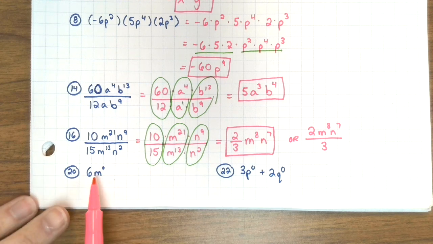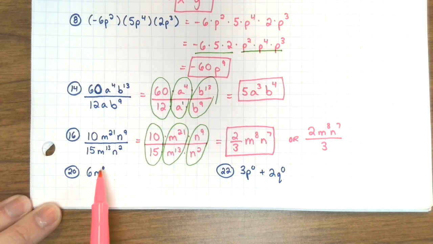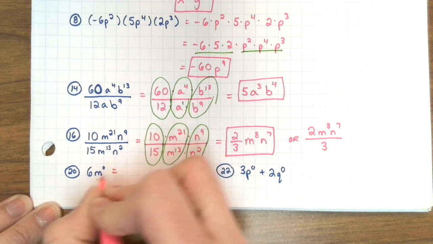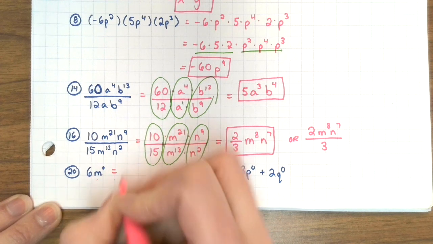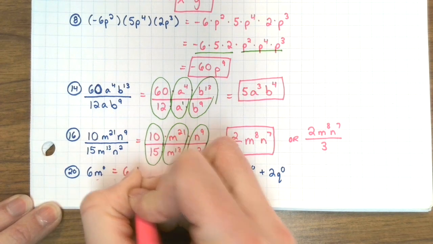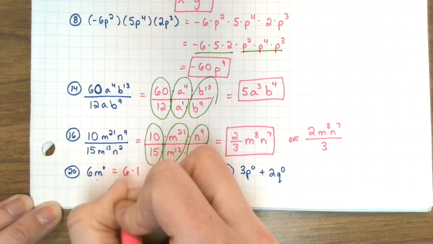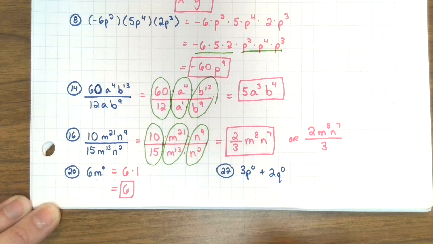So for this first question, we do need to be careful because the 6m is not in parentheses, so only m is being raised to the 0 power. So this here, m to the 0, is going to be equal to 1. So this is going to be 6 times 1, which is just 6. And so this expression here simplifies down to 6.